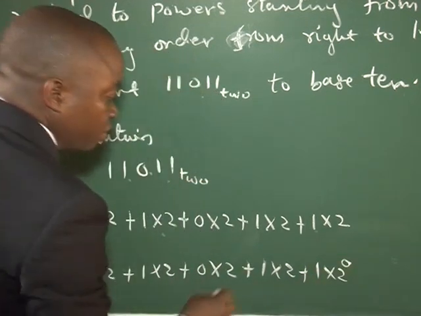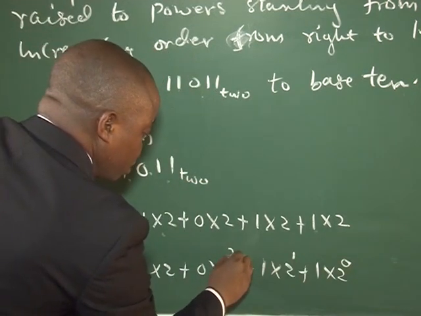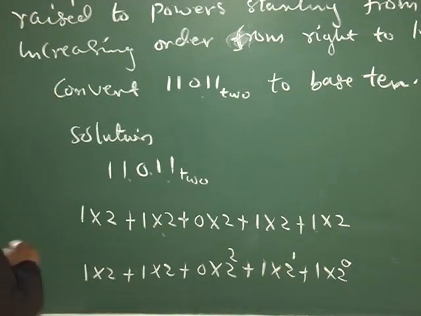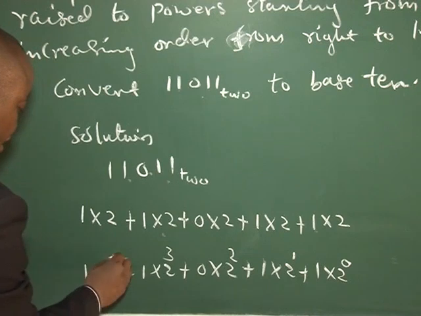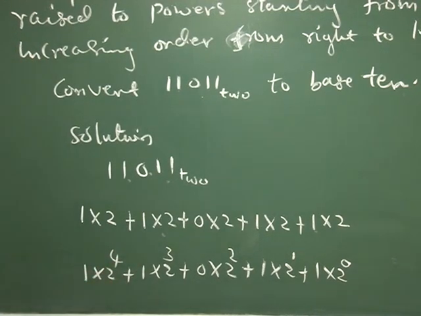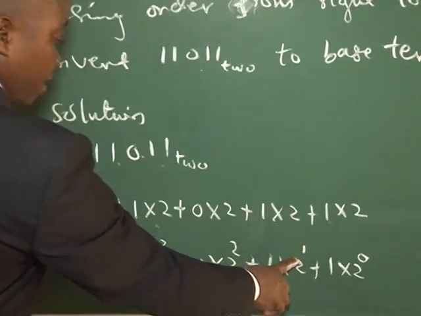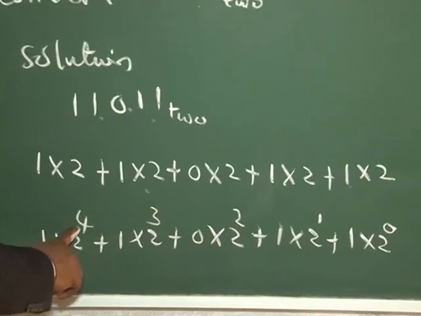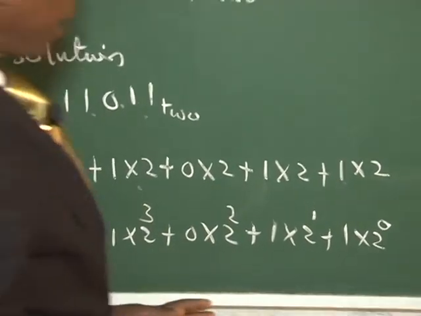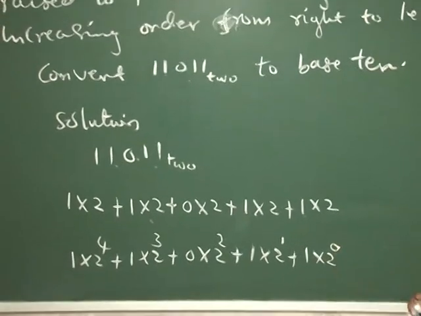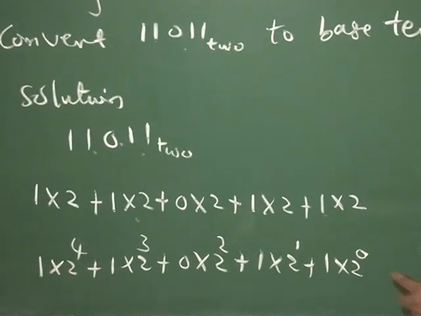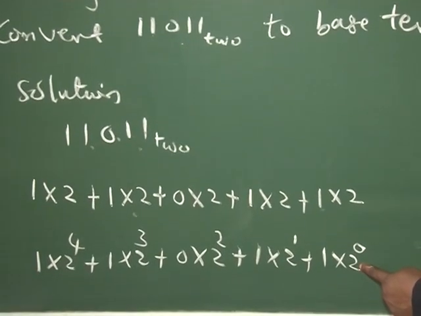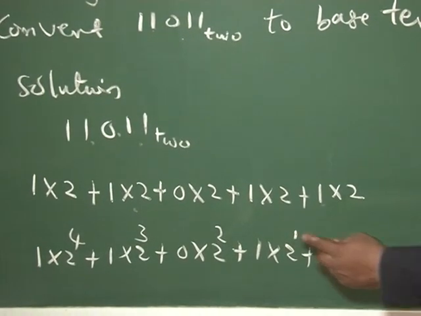Now raise this to 0. This is 1. This is 2. See, I'm starting from right to left this way. Then this is 3. And then this is 4. Look at it: 0, 1, 2, 3, 4. So after that, I'm going to simplify it to get the required results. And I will now have something of this nature.